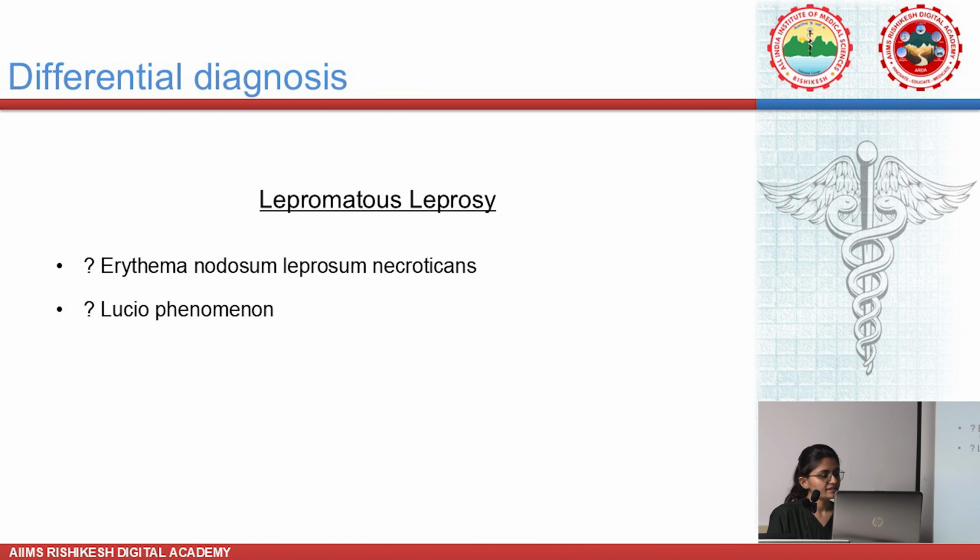Considering the clinical examination findings of presence of infiltration and ulcerations, the primary diagnosis of lepromatous leprosy was made, and considering the presence of systemic symptoms along with ulcerations, the differentials of erythema nodosum leprosum necroticans and Lucio phenomenon were considered.